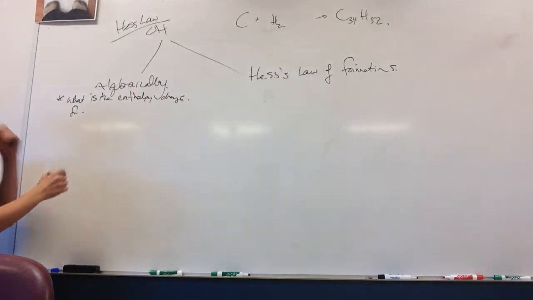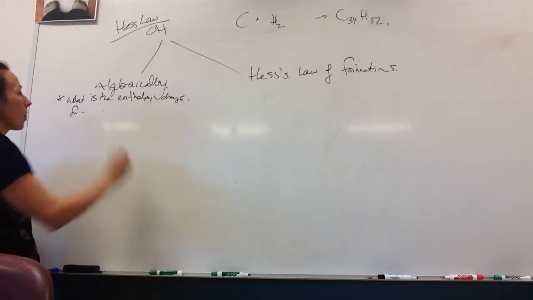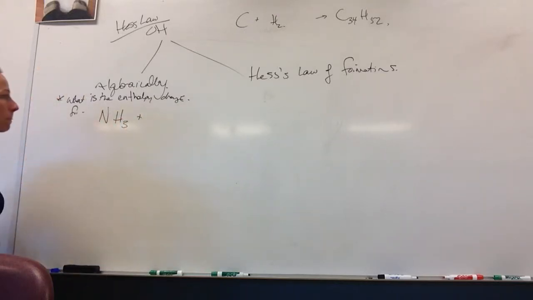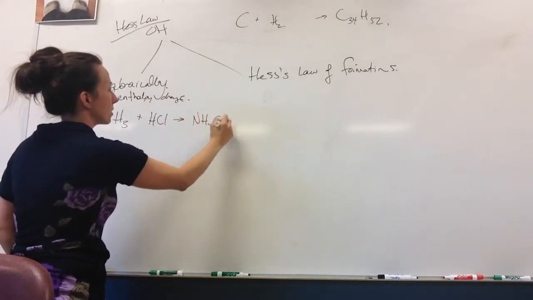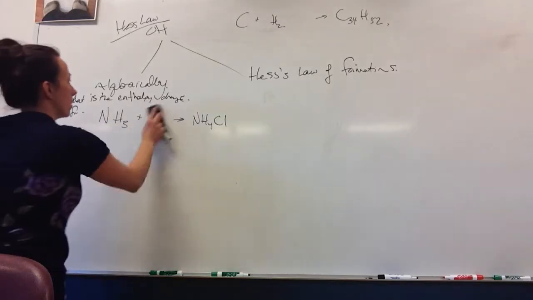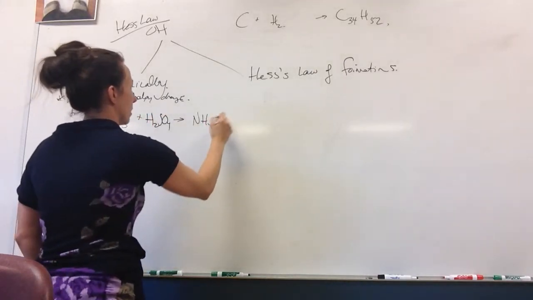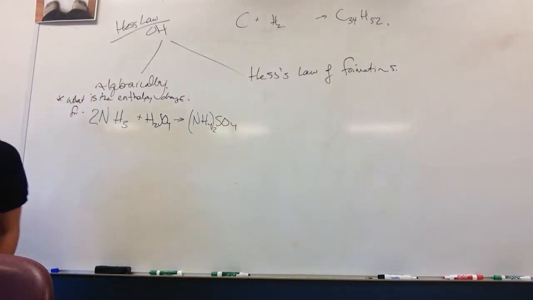for something like this? Oh, my writing's atrocious today. I don't know. NH3 plus HCl goes to NH4Cl. Okay? I wanted kind of something with a big number. Let's go H2SO4. And then let's make this one. I'll need 2 of those.